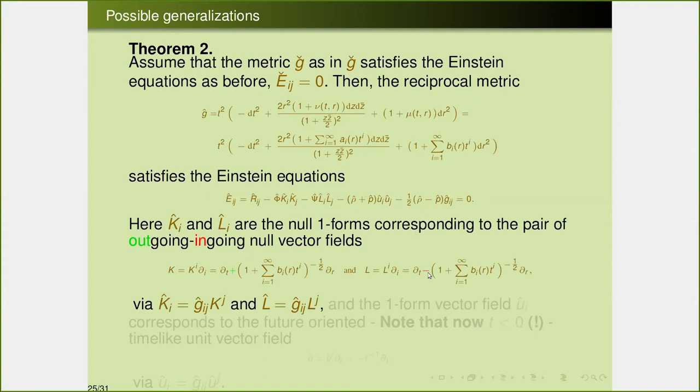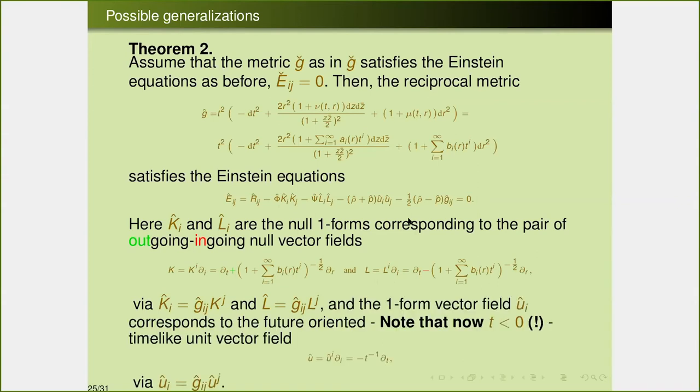It has a minus here, so it is just going in the opposite direction. So this L corresponds to, I don't know, it should be called the ingoing wave. So this is the outgoing wave, this is the ingoing wave. So that's how the energy momentum tensor looks after the bang, okay? And this U here is, again, this cosmological U.